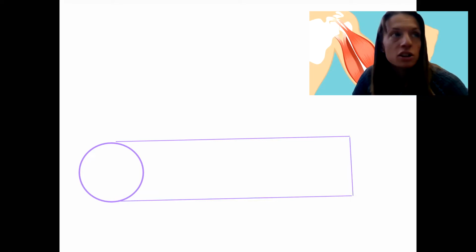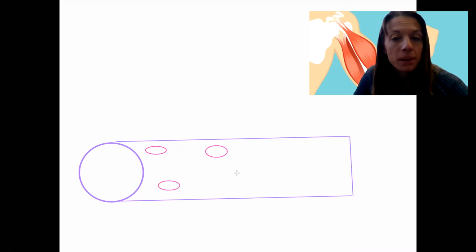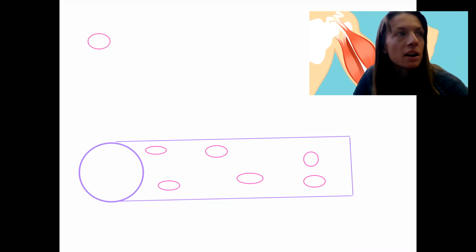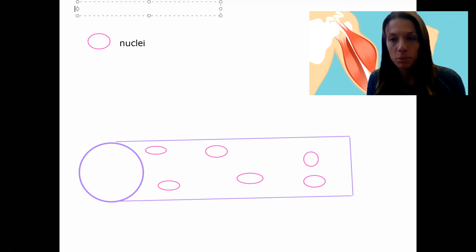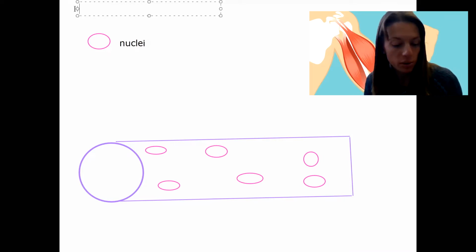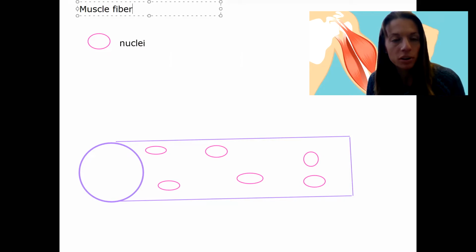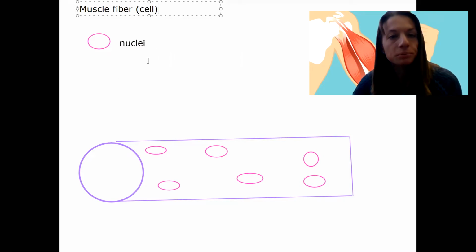It's a cell, so it's going to have a bunch of nuclei. I'm going to make my nuclei pink, and they're all squished to the outside of the cell. And there's a bunch of them. So multiple nuclei, not necessarily these diverse shapes. Here's my key. These are our nuclei. Multiple cells fused together during development, so there are going to be multiple nuclei in this one cell, unique. So this is a muscle fiber or cell that I'm drawing here.